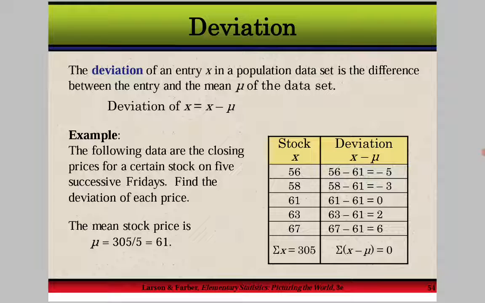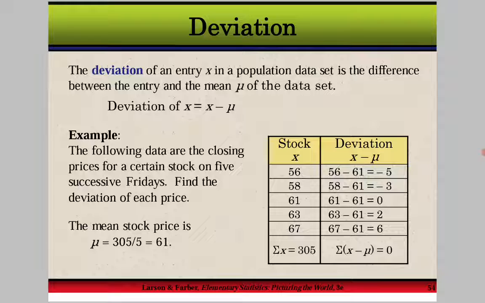For example, the following data are the closing prices for a certain stock on 5 successive Fridays. Find the deviation of each price. The stock prices x are 56, 58, 61, 63 and 67. So sigma x is equal to 305. So the mean is equal to sigma x by 5, that is equal to 61.